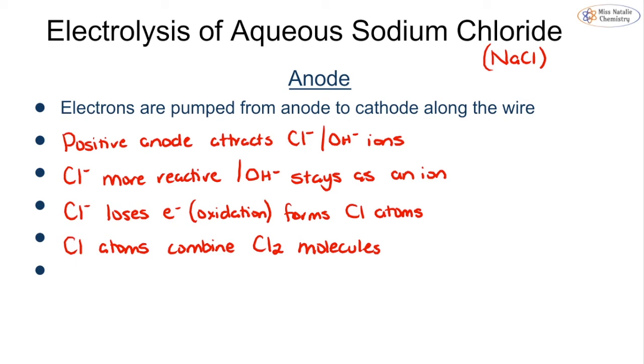And how do we write that? Well, we have our 2 chloride ions becoming a chlorine molecule plus 2 electrons. So that part has not changed from our molten sodium chloride. That was the same half equation that we've seen. The main difference that we see here is what happens at the cathode, because it's all to do with the reactivity.